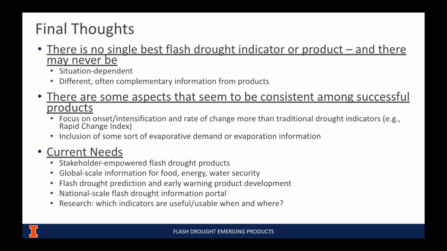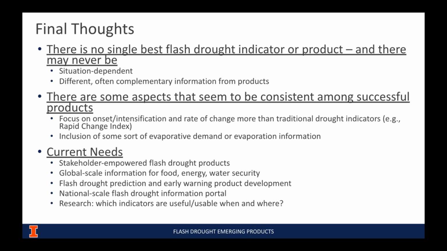And then there are some aspects that do seem to be consistent among successful products. For example, focus on the onset, intensification, and the rate of change more than traditional drought indicators. A lot of times when we think about traditional drought indicators, it's how much rain have we had over the last 3 months, right? That doesn't really give us an idea about flash drought, which is really about the potential of intensification. How bad is it going to get in the next couple of weeks? And so looking at the rate of change can be really important.